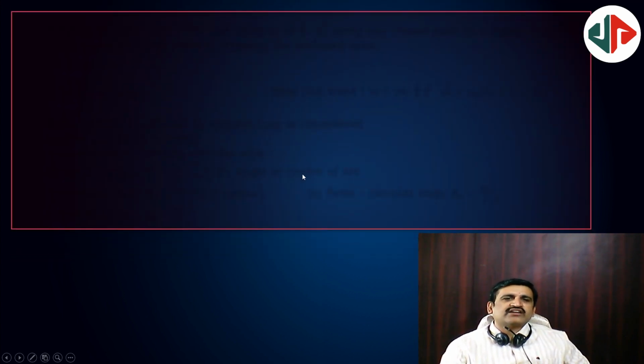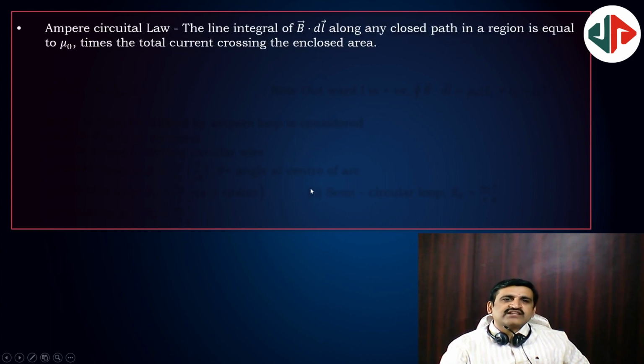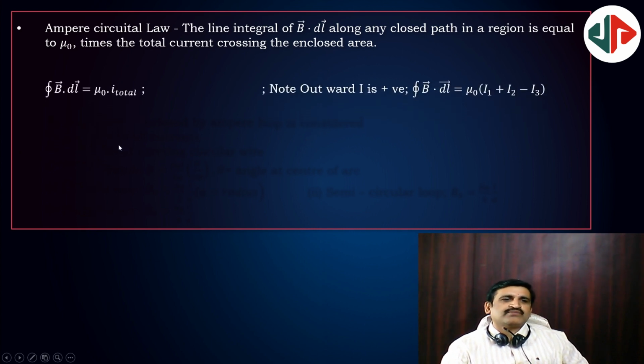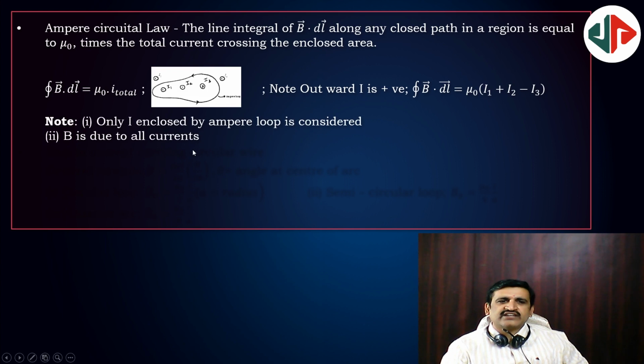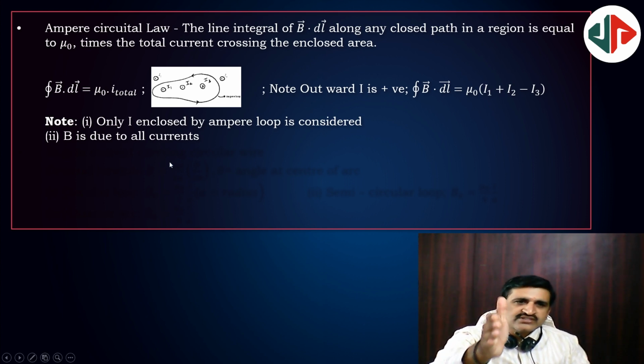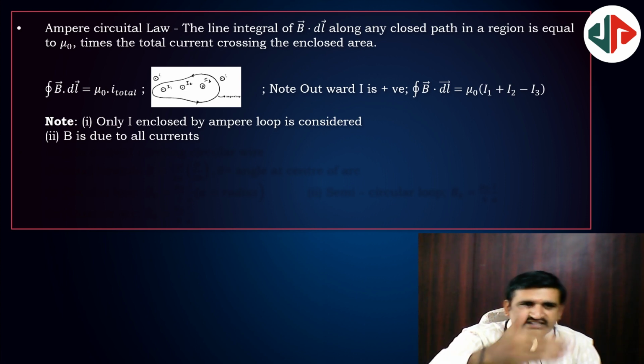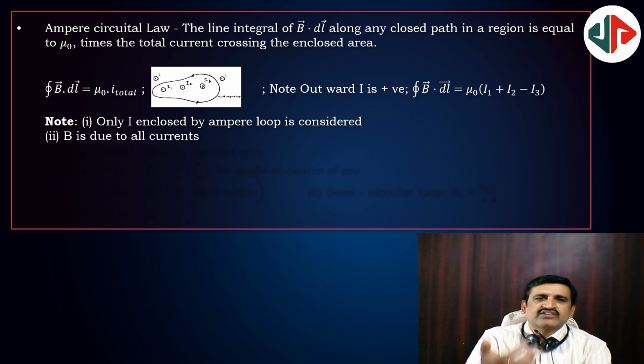Next, Ampere's circuital law: the line integral of B dot dl for a closed path is equal to mu naught times the current flowing through that path, so B dot dl equals mu naught I total. For multiple currents, you have to take the sign convention: set the four fingers in the direction of the integration, and the thumb gives the direction of the current. If the current is in that direction, take it positive; if opposite, take it negative.